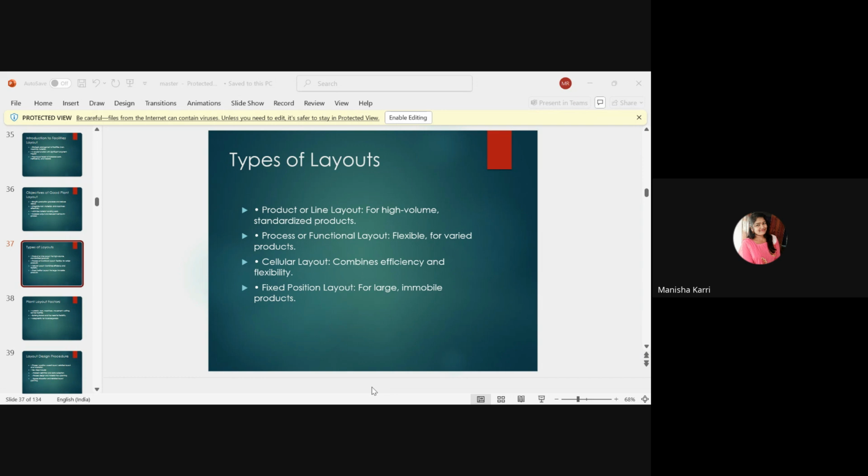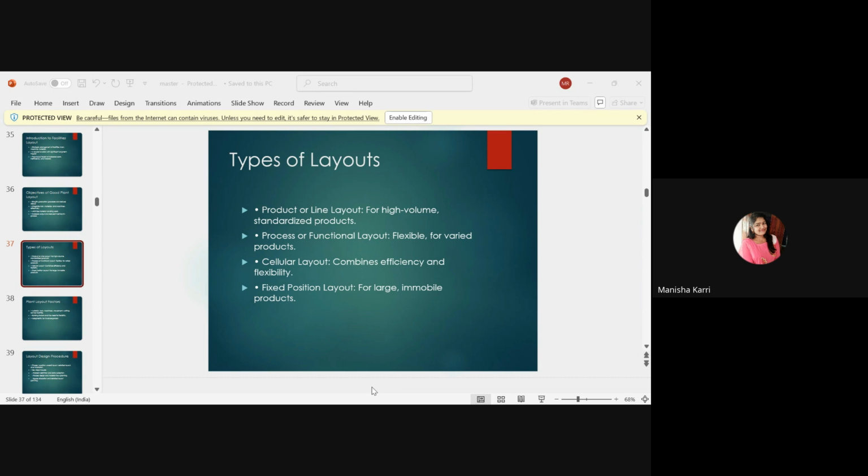And what is cellular layout? The cellular layout generally groups machines and workstations into different cells, each handling similar tasks for specific products or different parts. For example, a manufacturing cell that assembles the specific parts for bicycles, with all necessary machines grouped together. And coming to fixed position layout, it is where the product stays in one place and workers and equipment come to it.